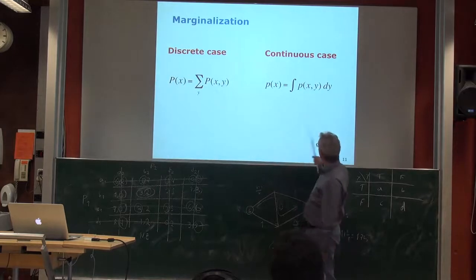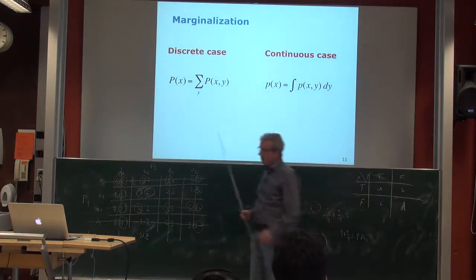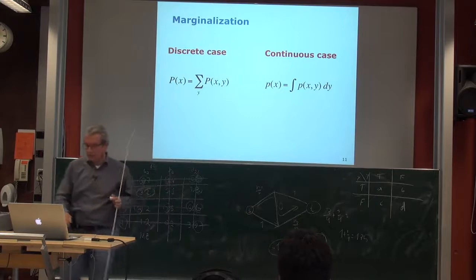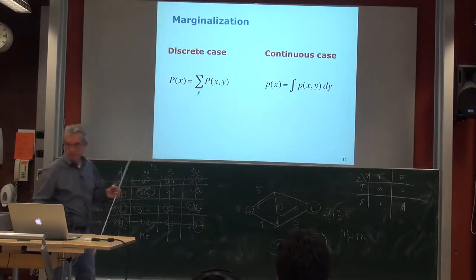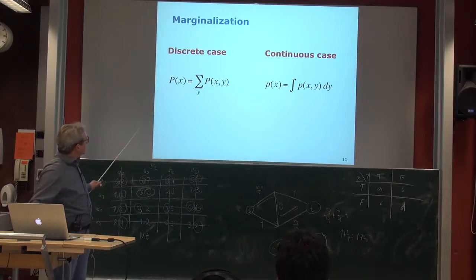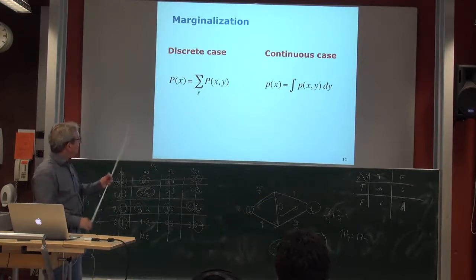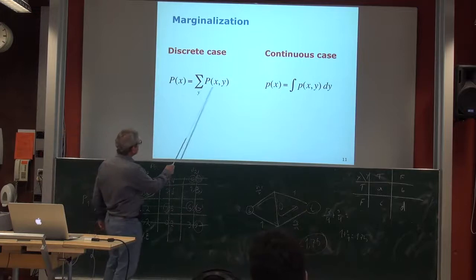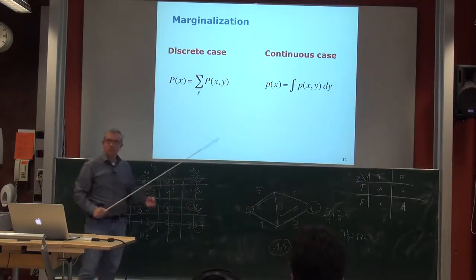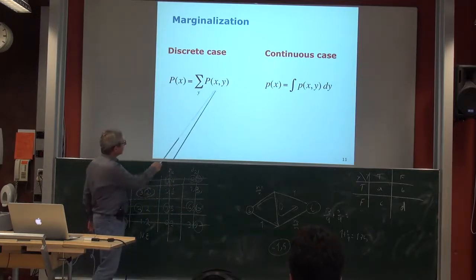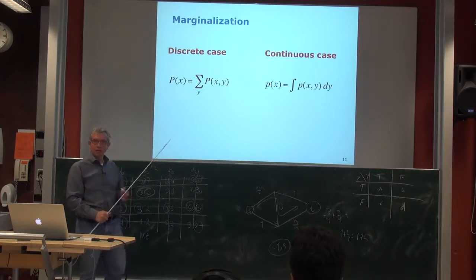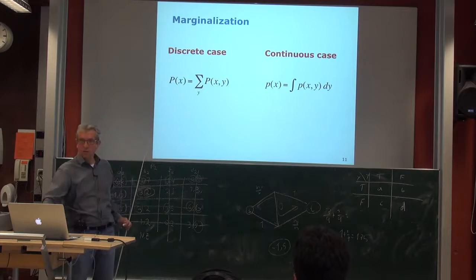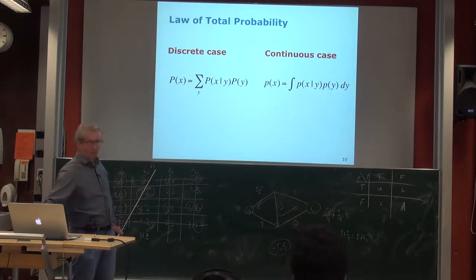The very same holds for the continuous case, which is a nice part, but the discrete case is way easier to understand. And the law of total probability is nothing else but replacing this with the definition of conditional probability, like p of x and y is p of x given y times p of y. Just the definition, nothing more. This one over here.